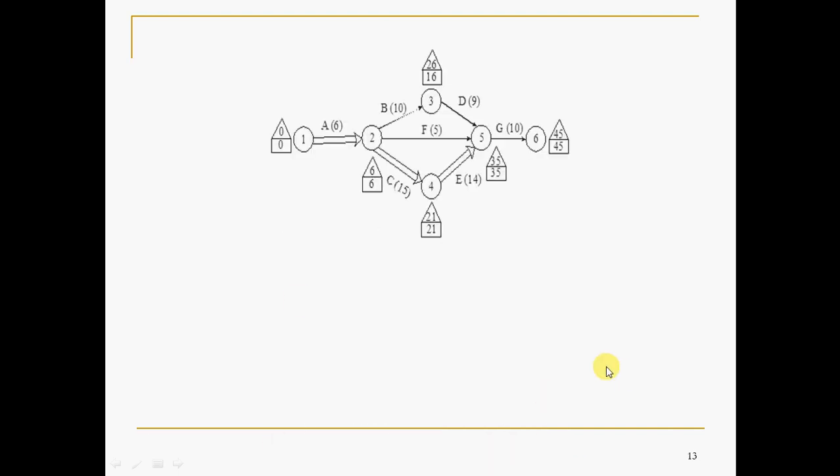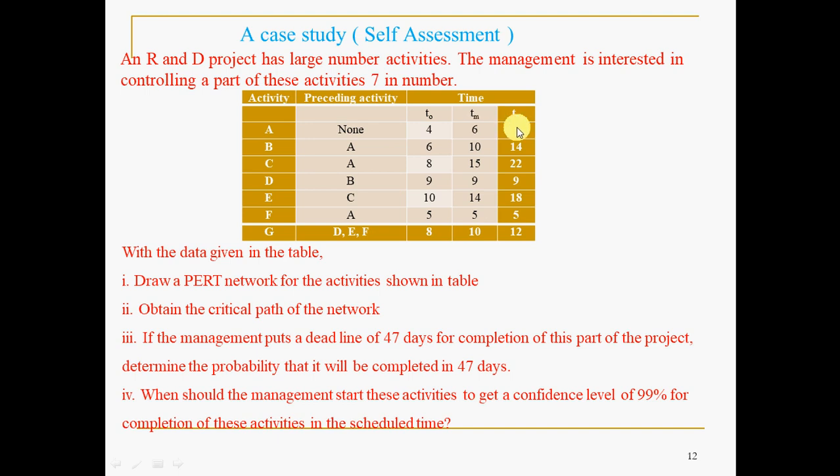Now this is the project network with the given data. 1 to 6 are the nodes or events. These are converted into a single time estimate. Please note that TP is given now: TO, TM and TP.